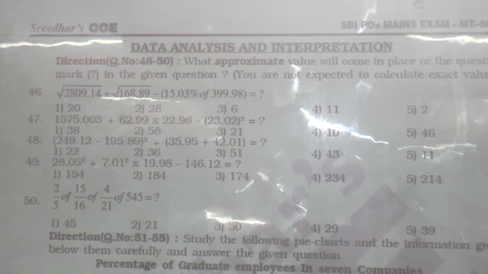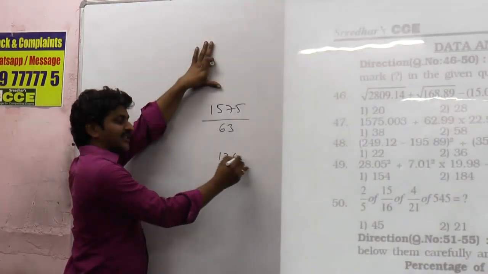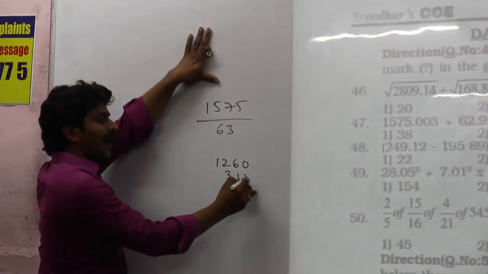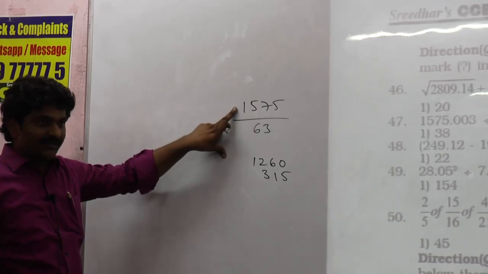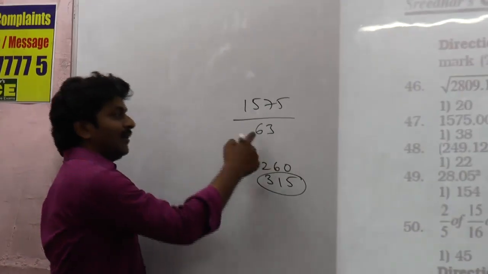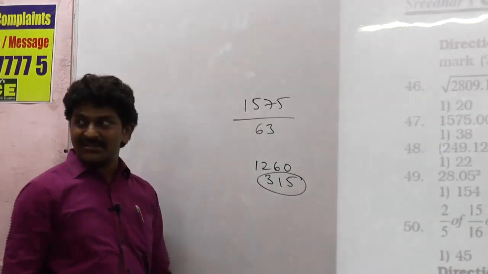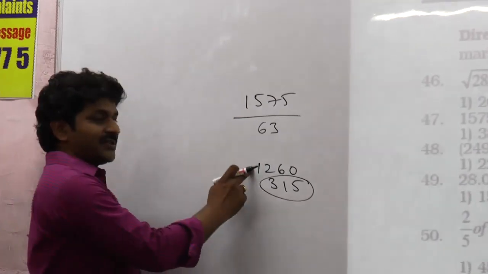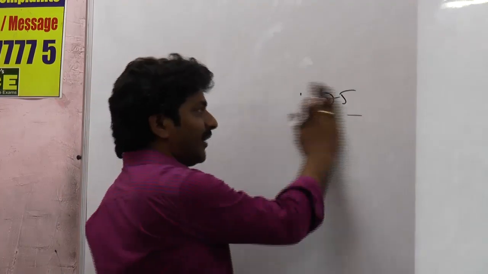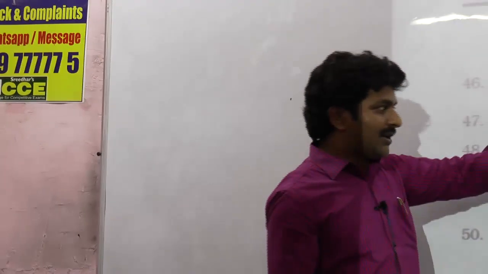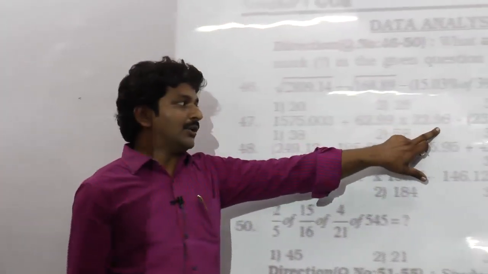1575 divided by 63. This is what your number. 20 times the denominator is 1260. And to this number if you add 315, then it becomes 1575. Here there will be five 63s. So this is 20 times and this is 5 times, total 25 times. So the entire value is 25. 25 into 23.